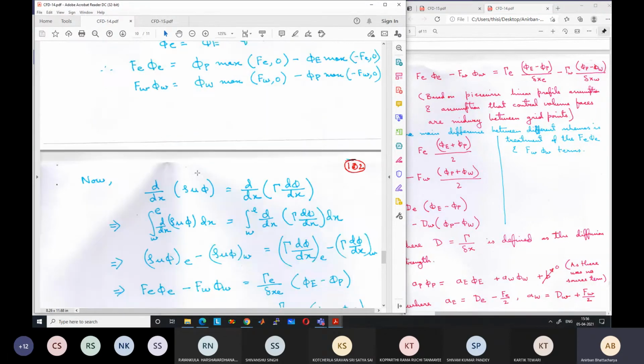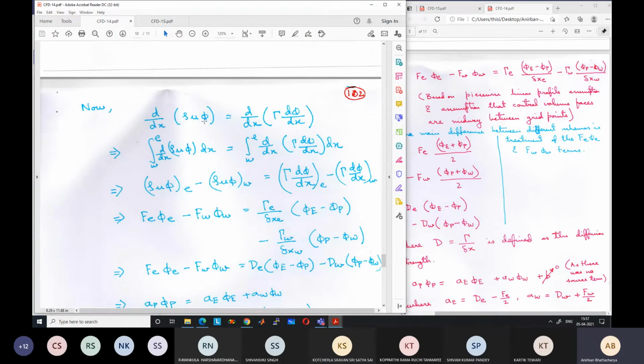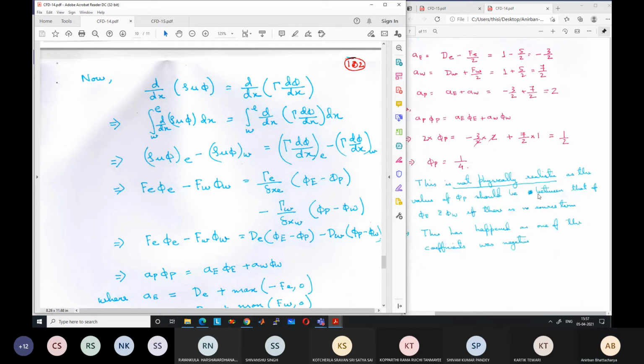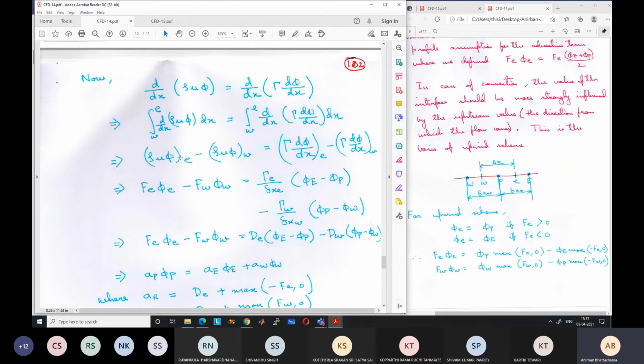So once you replace this in the expression, d dx of rho u phi is equal to d dx of gamma d phi dx. Using the same method as the previous case, I will keep the diagram open here. Going from west to east, rho u phi east minus rho u phi west is equal to gamma d phi dx east minus gamma d phi dx west. Or Fe phi_e minus Fw phi_w is equal to gamma_e by delta x_e (phi_E minus phi_P) minus gamma_w by delta x_w (phi_P minus phi_W).